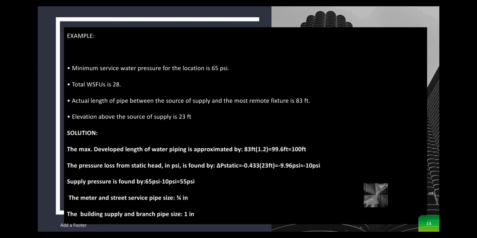And then, yung last step, gagamitin natin yung table 13.10, yung pinakita ko kanina, at ititrace lang natin doon gamit itong mga information na na-compute natin. And by looking at the table, yung makukuha nating meter and straight service pipe size is 3/4 inch, and the building supply and branch pipe size is 1 inch.